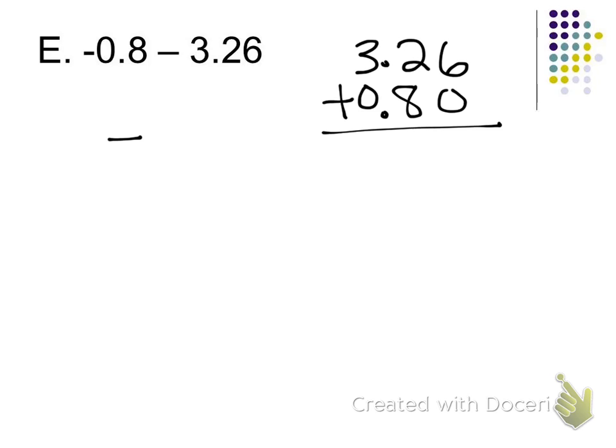So 6 plus 0 is 6. 2 plus 8 is 10. Carry the 1. And then the decimal drops right down. So my answer here is negative 4.06.